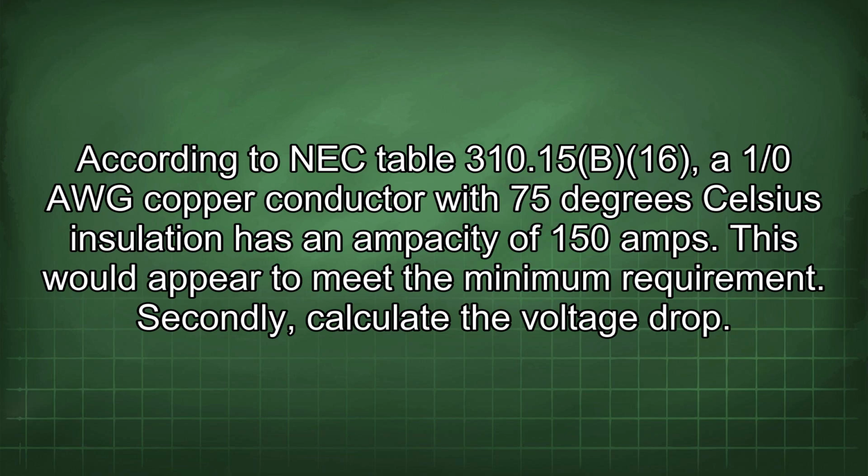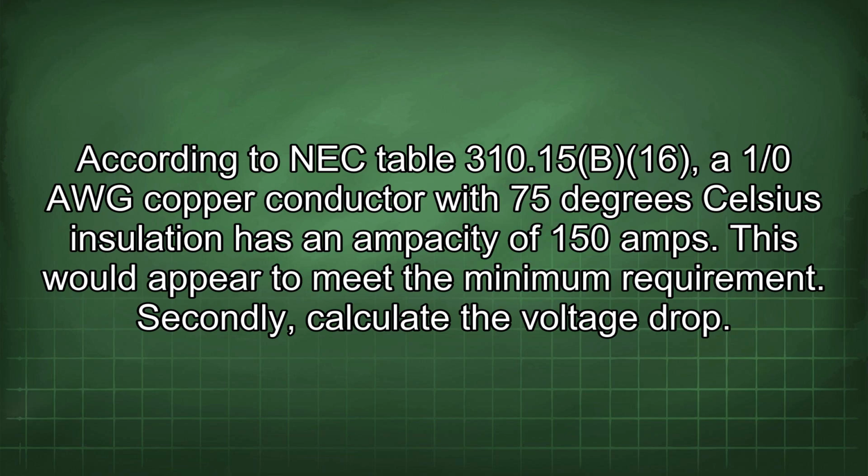According to NEC Table 310.15(B)(16), a 1/0 AWG copper conductor with 75 degrees Celsius insulation has an ampacity of 150 amps. This would appear to meet the minimum requirement.